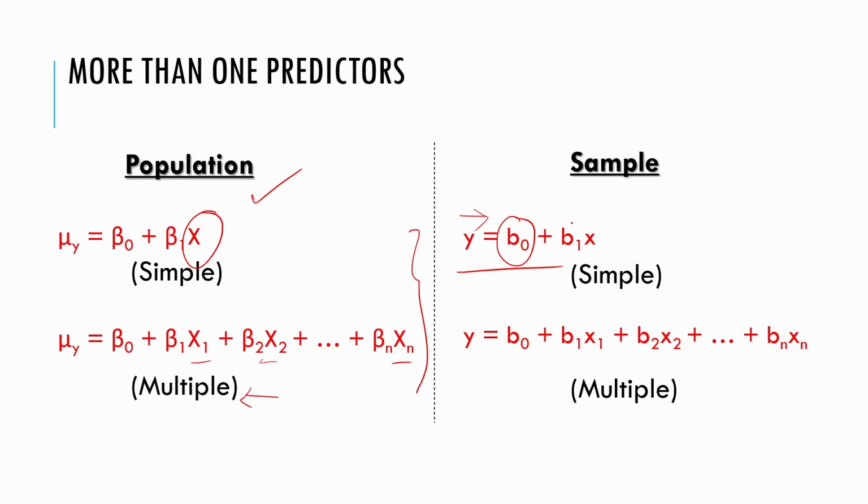So b0 and b1 are the intercept and slope for simple linear regression, and correspondingly b0, b1, b2, b3, where b1, b2, b3 are the slope coefficients for multiple linear regression. b1 is the slope for x1, b2 is for x2, and so on. In this way multiple regressions are defined.